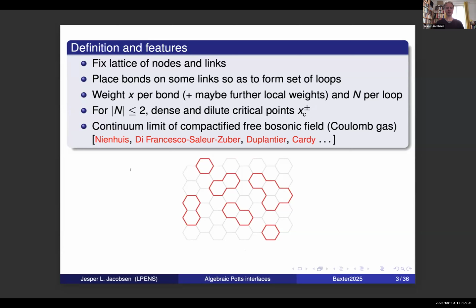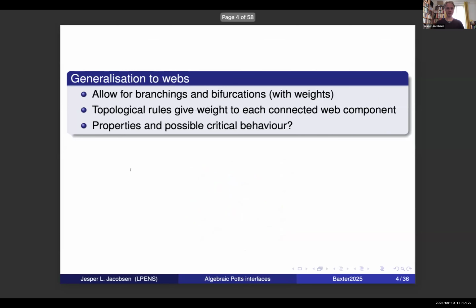It can be studied by techniques of integrability, by techniques of probability theory, by field theory, and presumably other techniques as well. And it has been studied as such by many authors, some of which have been mentioned here, but many others are around. So the question that we got interested in some time ago was what would happen if we allowed for these loops, so to speak, to branch or bifurcate, so that they would form something topologically more complicated than just loops.